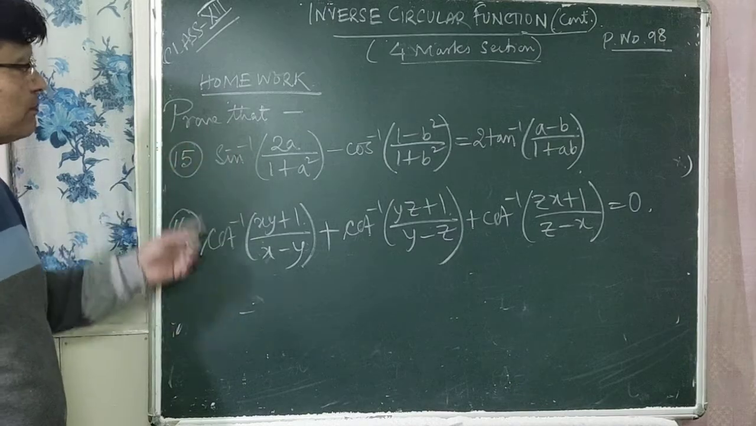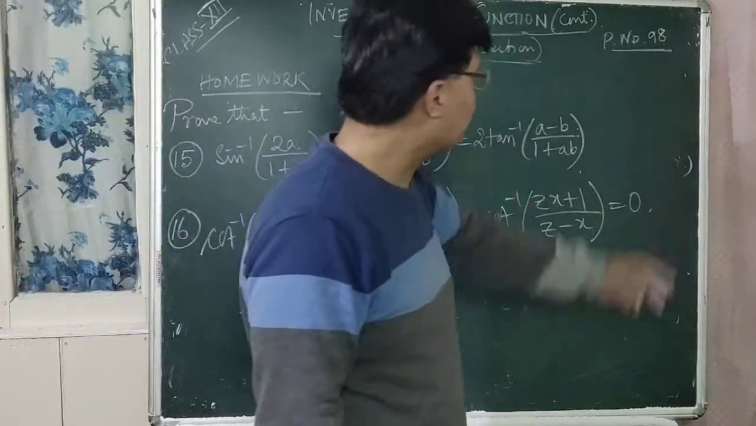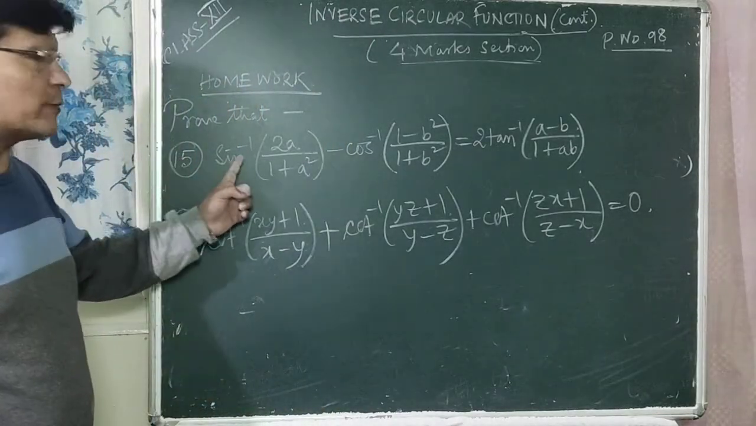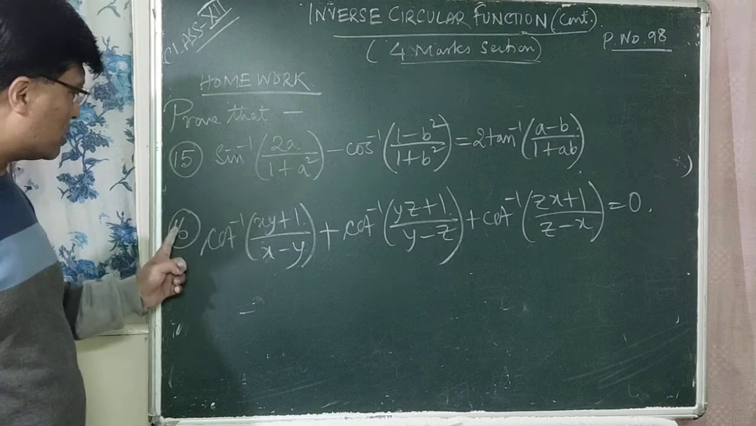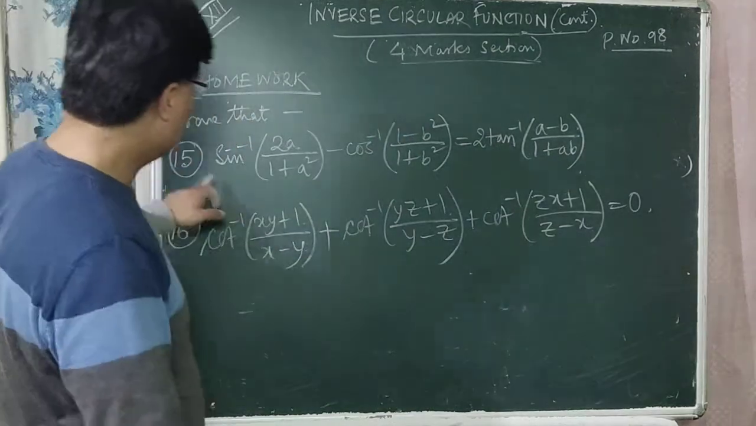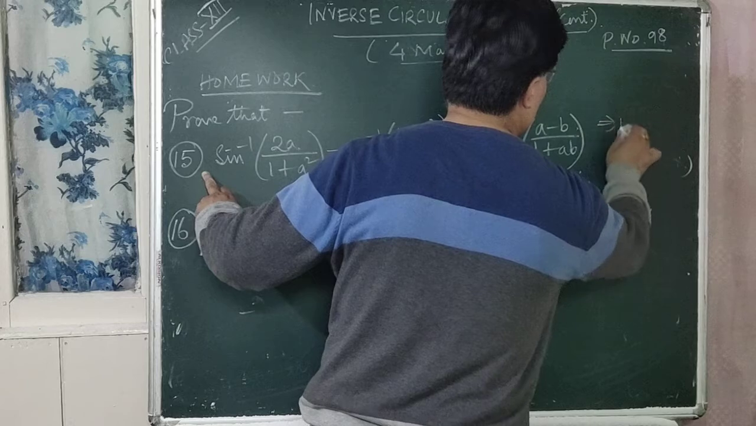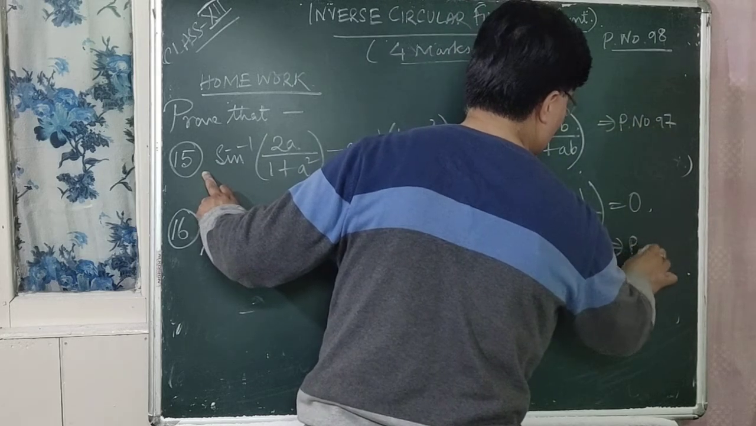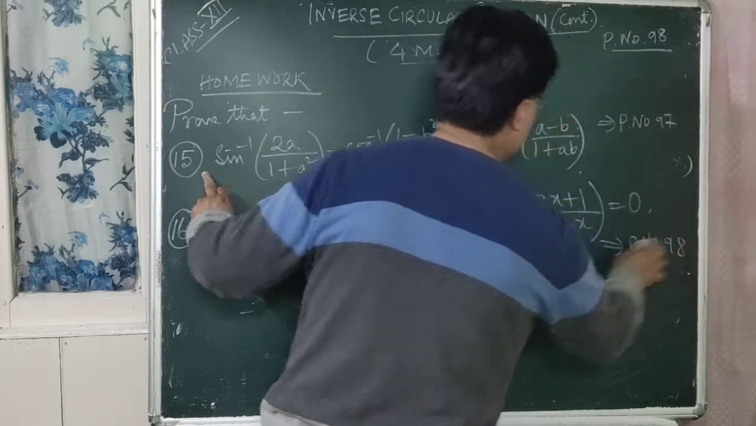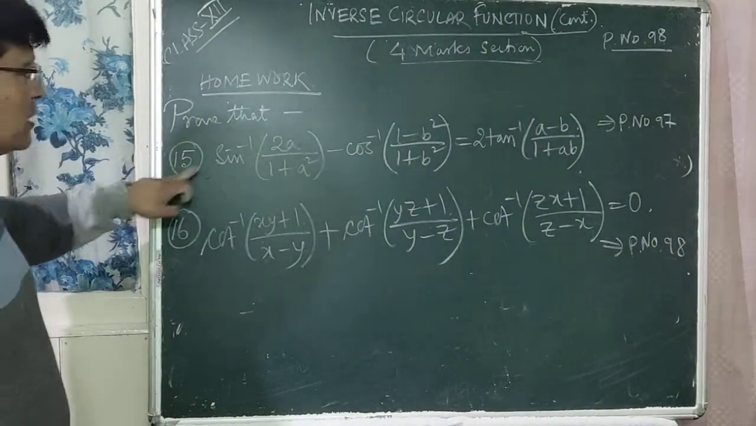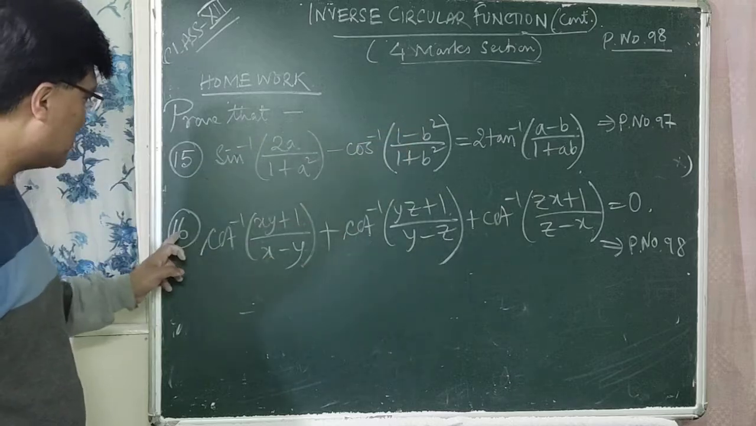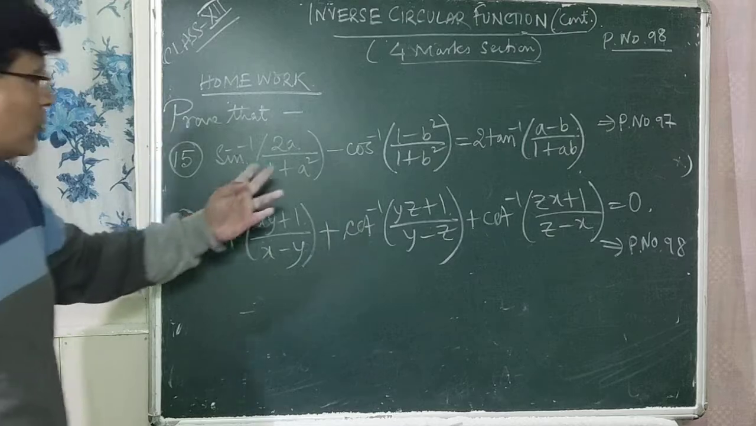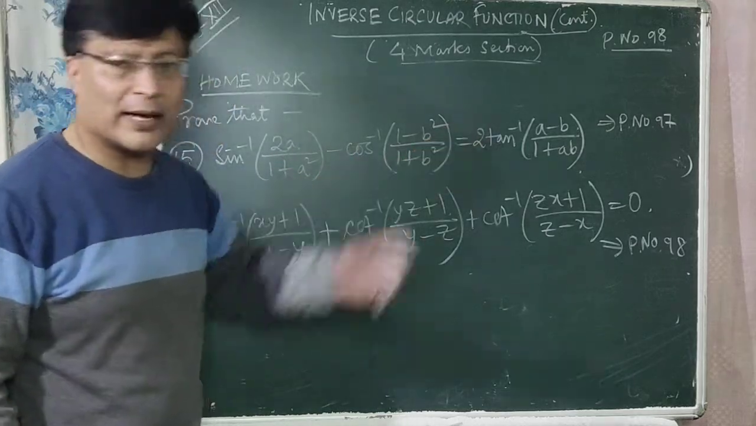You have to prove that this is from page number 98. Okay. This question number 15 is from page number 97 and this question number 16 is from page number 98. That is, question number 15 is from page 97 and question number 16 is from page 98. Okay? So you have to prove it. You have to prove number 15, LHS is equal to RHS.